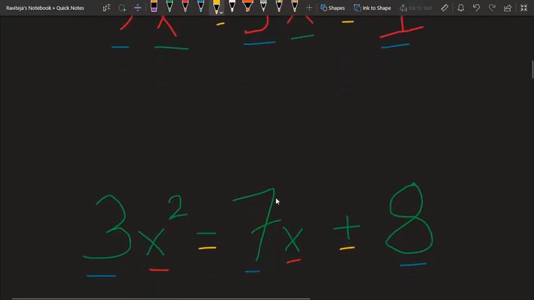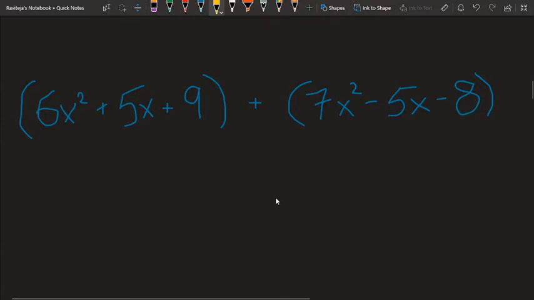Let's start off with adding polynomials. Here's our first example. If you look at this, you see we have two different polynomials. Our first polynomial being 6x squared plus 5x plus 9, and our second polynomial being 7x squared minus 5x minus 8. It's important to notice that both of these polynomials are in parentheses.